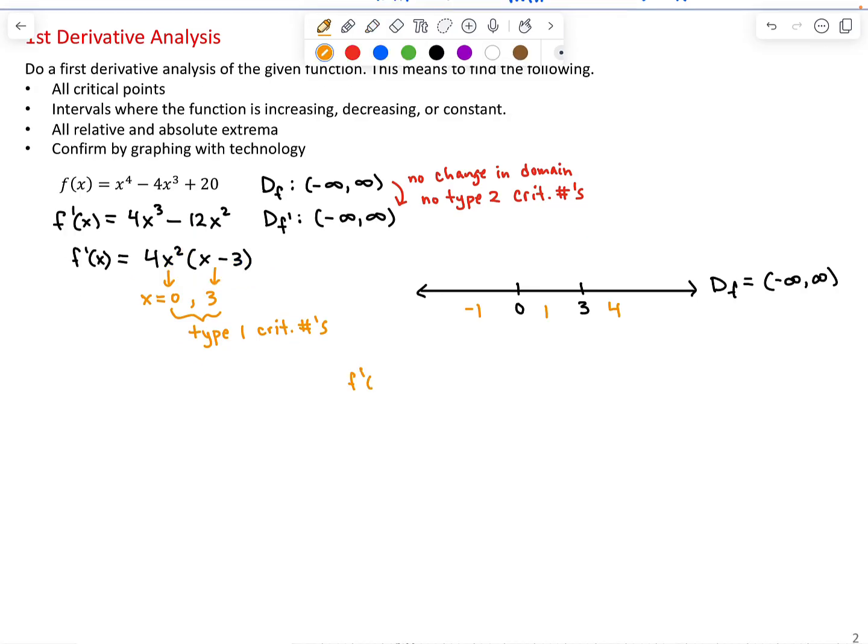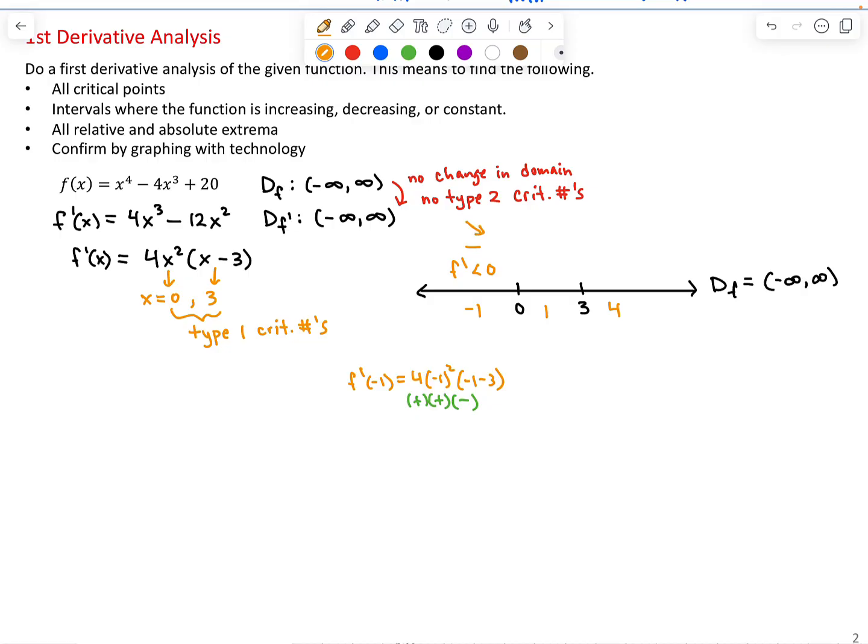So f prime of negative 1, plugging into the factored form, would be 4 times negative 1 parentheses squared, parentheses times negative 1 minus 3. I'm not going to actually multiply this out. I'm just going to keep track of the signs. 4 is positive, negative 1 squared will be positive, and negative 1 minus 3 is negative. And when you multiply a positive times a negative, you get a negative result. And that's all that matters to me right now. That f prime is negative on this interval. We can indicate this by putting a minus sign for this interval, which reveals to us that the function itself will be decreasing on this interval.